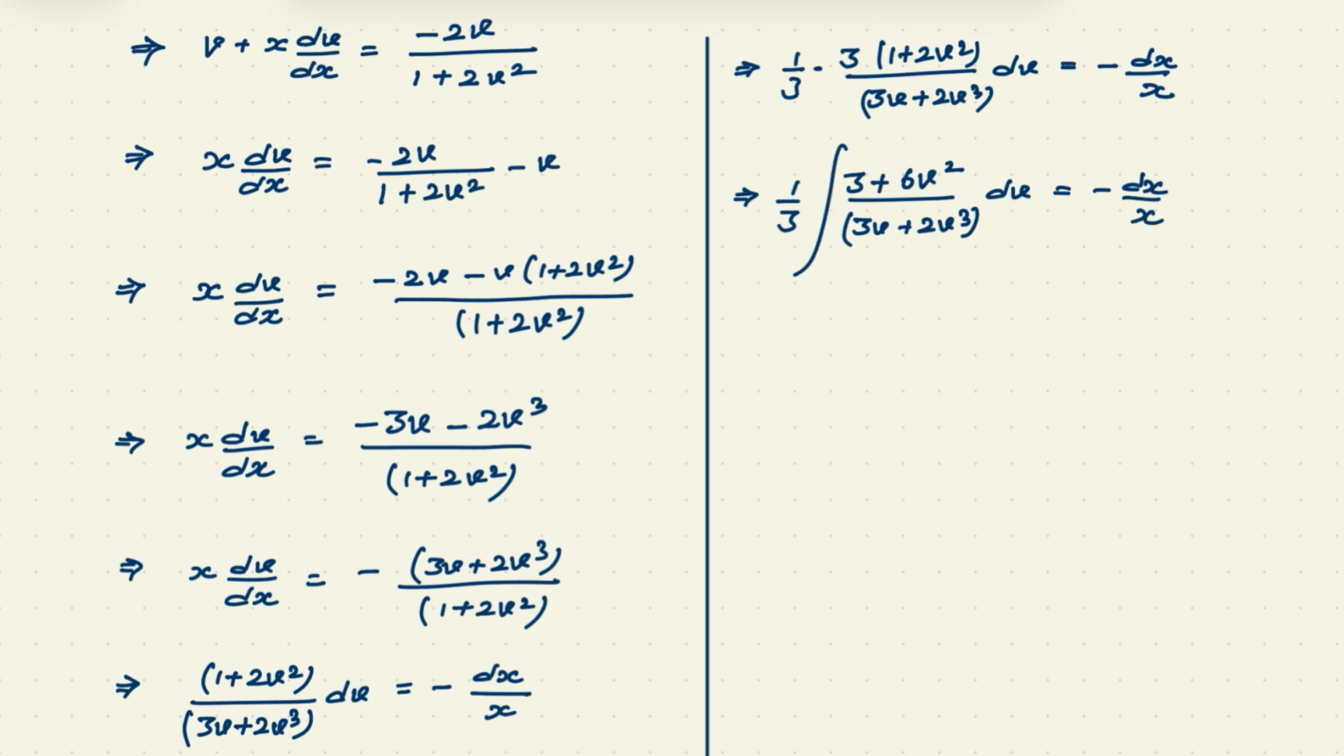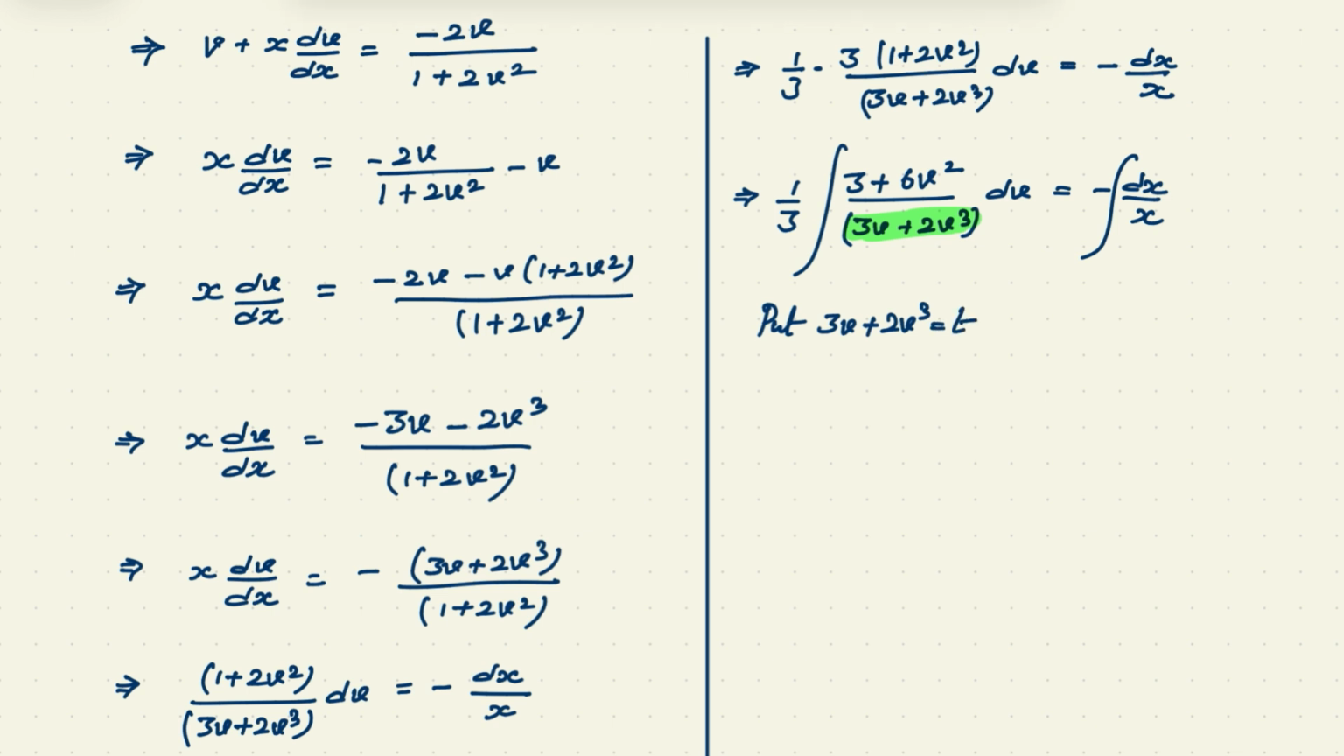Now let us integrate both sides. Then here if you see that here in the numerator, that is 3 plus 6v square is the derivative of 3v plus 2v cube. So now we will suppose this denominator to be t. So let us put this to be t. So put 3v plus 2v cube equals to t.